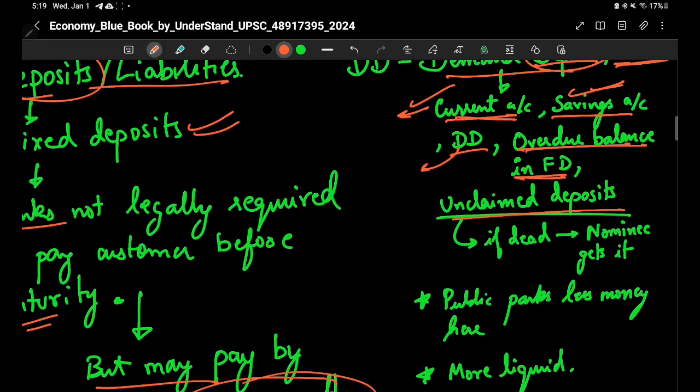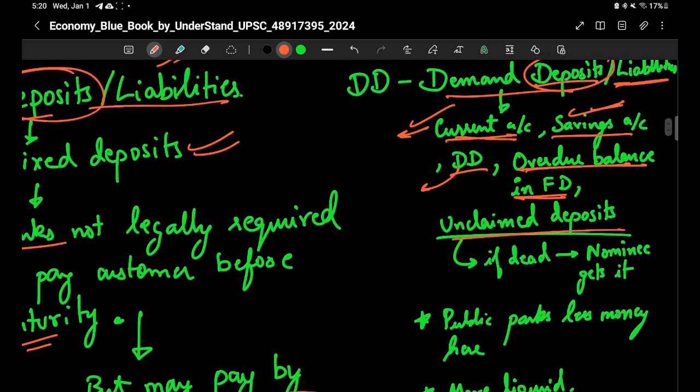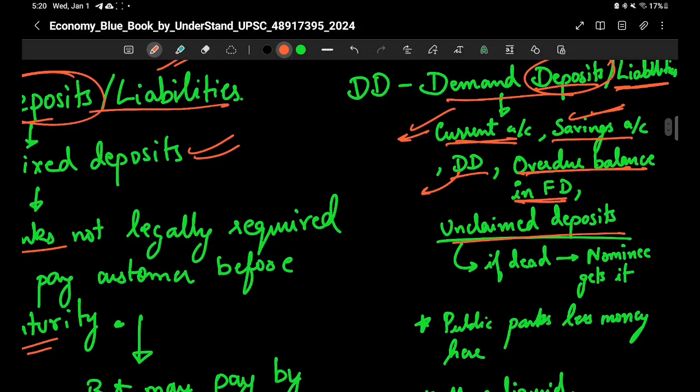Then overdue balance in FD. Let's say your FD got matured, and you didn't withdraw all the FD amount. So there is some amount left in the bank. So that becomes a demand deposit, which you can demand later on.